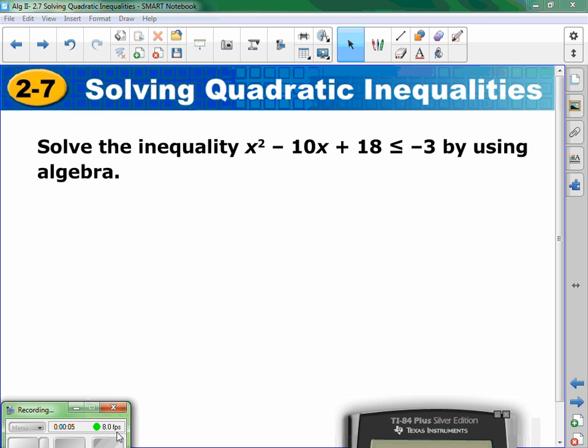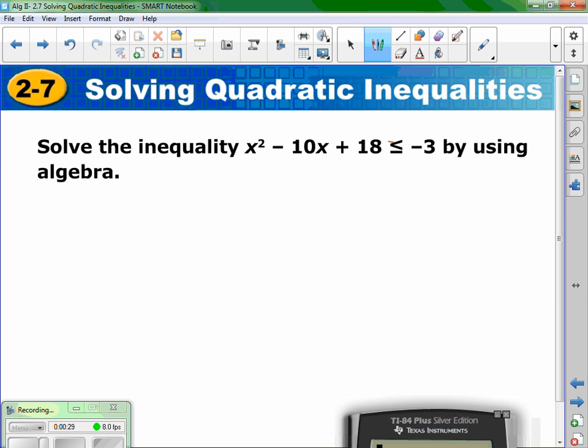Second part of 2.7. The other day we talked about graphing by hand, using the calculator to graph, and using the tables to find the solutions. Now solving them algebraically. I have x squared minus 10x plus 18 is less than or equal to negative 3.